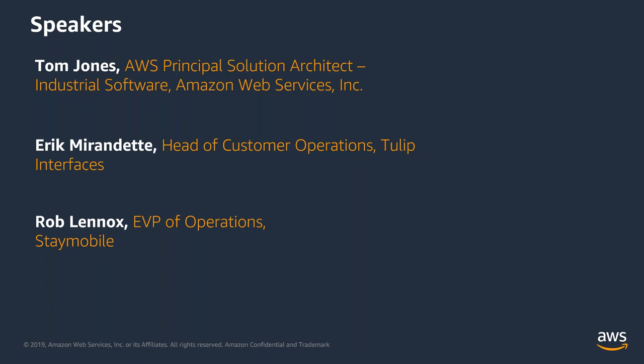Fantastic. Thanks, Eric. Rob, please introduce yourself and tell us a little bit about Staymobile. Yeah, hi there. My name is Rob Lennox. I lead operations for Staymobile. Staymobile's primary products are warranty and protection services and value-added solutions, primarily in the commercial sector through K through 12 enterprise companies, healthcare, and government agencies, where we protect mobile electronics like iPads, handsets, and laptop computers. And then we service those throughout the lifetime of that warranty across our 34 locations across the country.